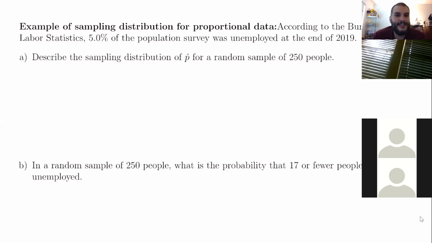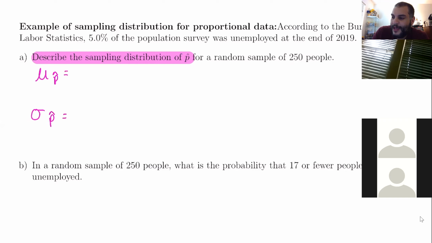If you look at A, it says describe the sampling distribution of p hat for a random sample of 250 people. So they tell me what to do, and they tell me how many people we have. We want to describe the sampling distribution of p hat. Once they tell me that, you should already know that we're going to be finding mu of p hat and sigma of p hat. And we're also going to see if the distribution is normal, not normal, or approximately normal.